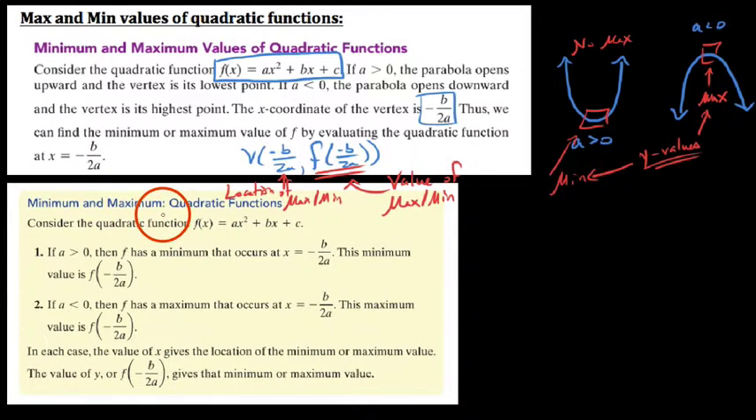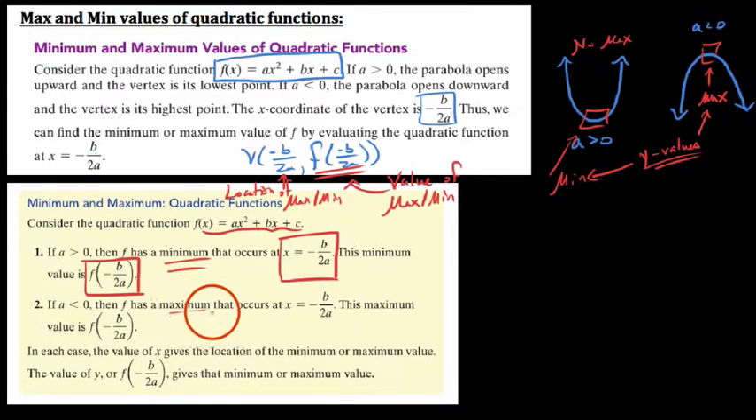So for minimum and maximum of quadratic functions, considering the quadratic function given in standard form here, if a is positive, then it opens upward and therefore it has a lowest point, and that lowest point occurs at x equals this, and the minimum value is what I get when I plug it into my function. And likewise, if you open downward, then you must have a highest point if you're a parabola. It must occur at the x value of that vertex, and the y value of the vertex would be its maximum value. In each case the value of x gives the location of the minimum or maximum value, and the value of y gives the minimum value or the maximum value.